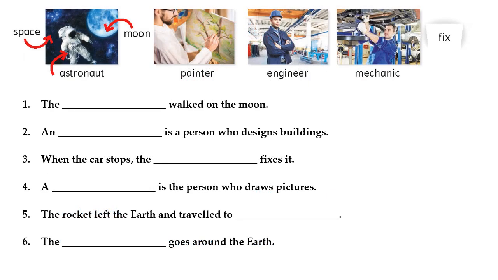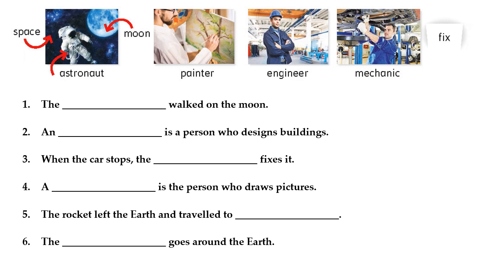Another group of vocabulary: we have the word space. Astronaut, the man who travels to space, a kind of scientist. And the moon, the body that revolves around the Earth. We have a painter, a person who paints pictures, an engineer, a person who designs buildings, and a mechanic, the person who fixes cars. And we have the word fix, to repair or amend. Try to complete these sentences using the vocabulary.